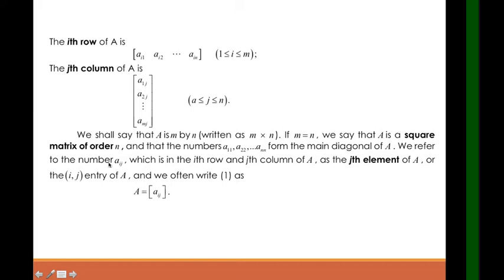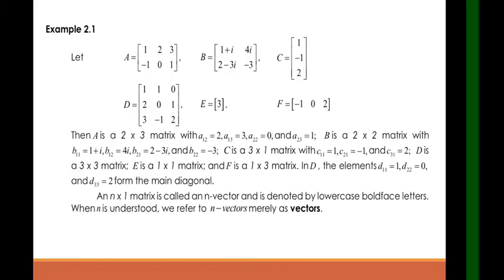We refer to the number A sub ij, which is in the ith row and the jth column of A, as the ij element of A, or the ij entry of A, and we often write that as A equals square bracket of A sub ij. So, yun yung representation ng i and j element.